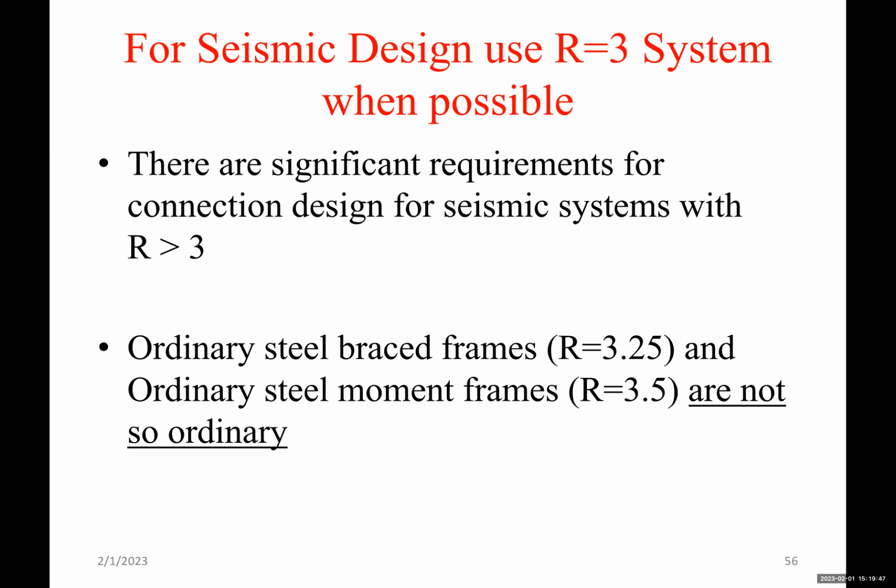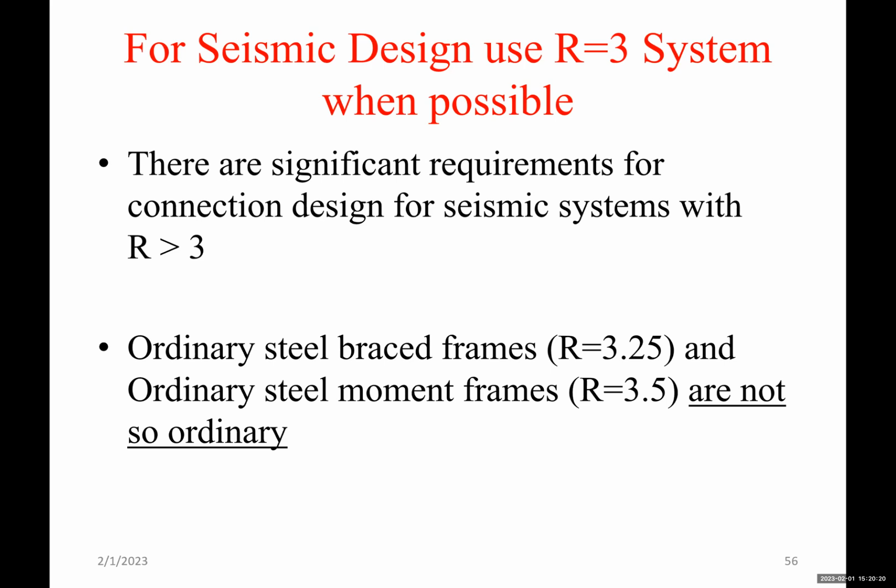There are significant requirements for connection design for seismic systems with R greater than 3. So if you can design a building with R equal 3 systems, that would be great. This way, you don't have to use any seismic provisions. You need to use only AISC 360, typical connection design without paying any attention to seismic. Seismic requirements could be a lot.